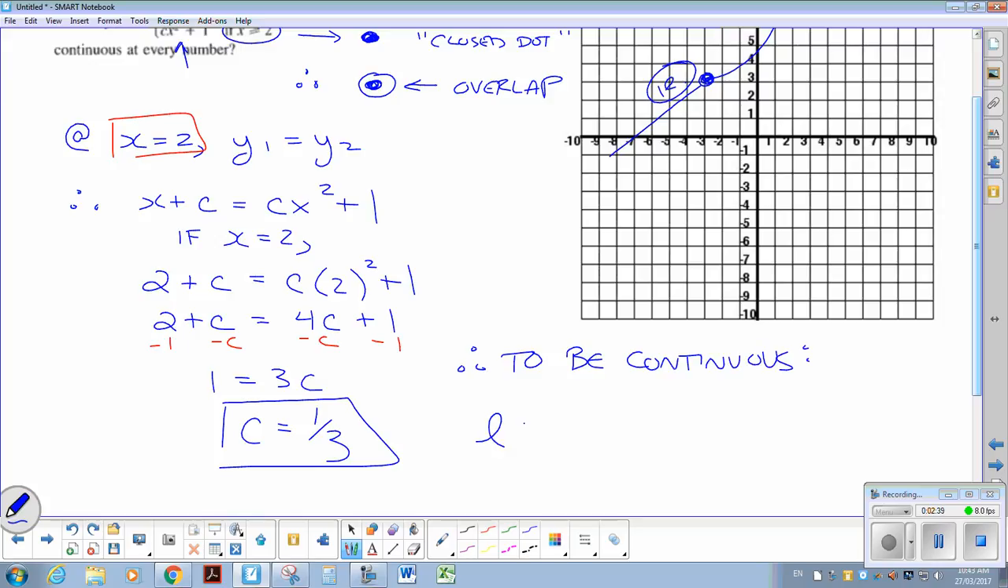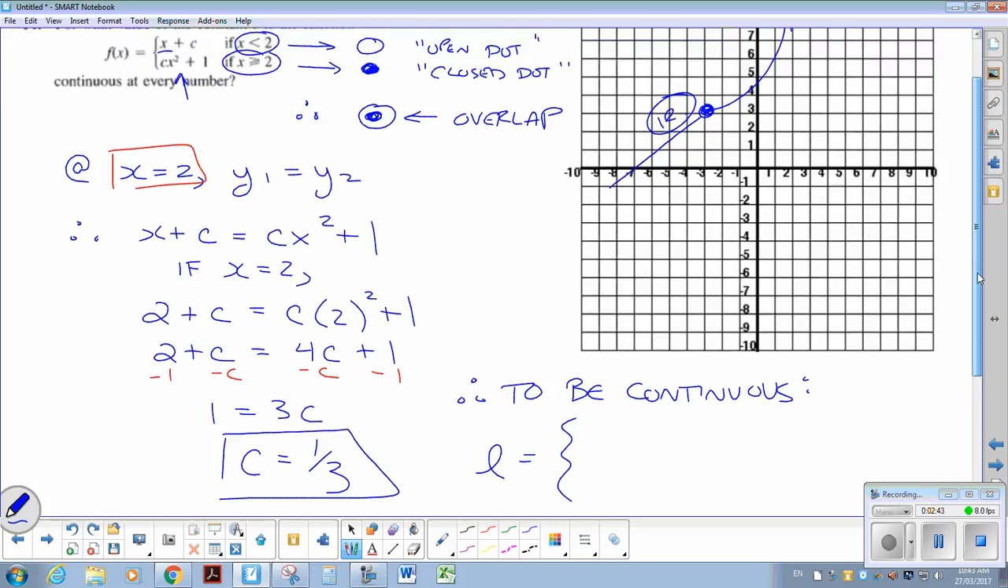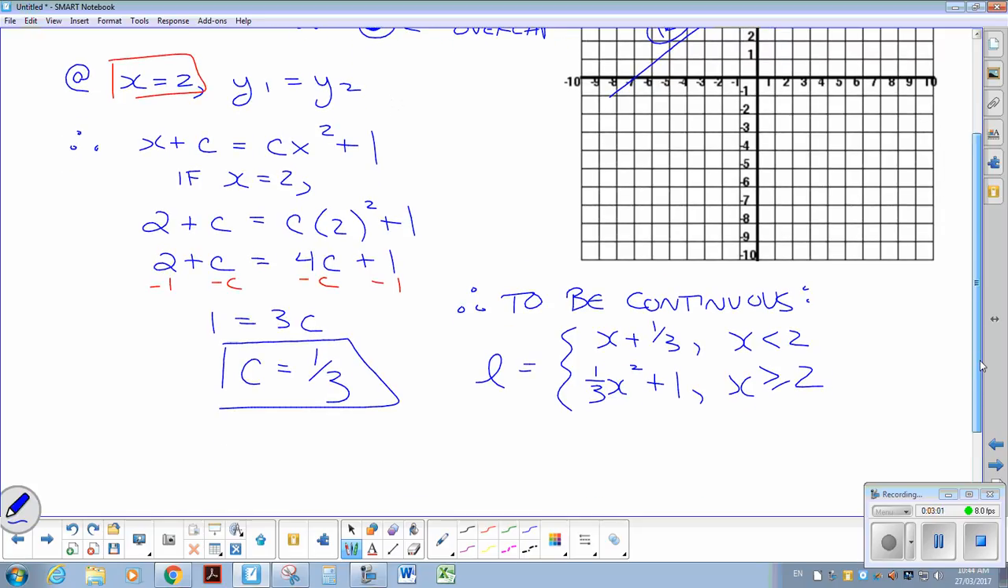All right. So therefore, to be continuous, our line has to equal x plus 1/3 for x less than 2, and 1/3 x squared plus 1 for x greater than or equal to 2. So that would be the answer to make sure that our function is in fact continuous.